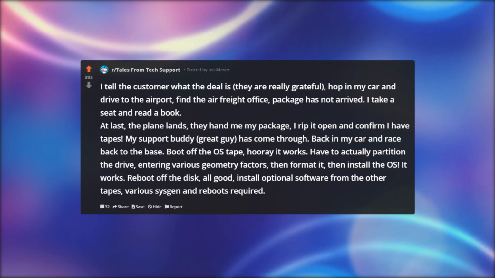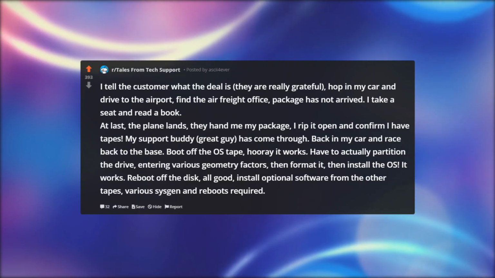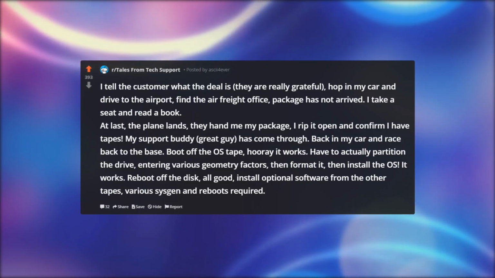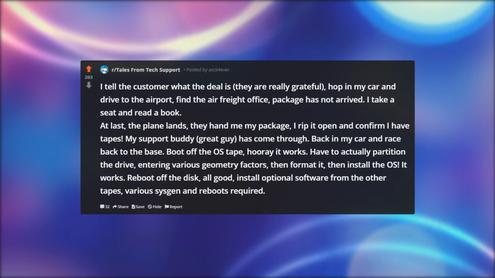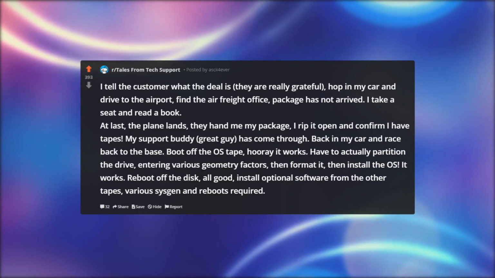At last, the plane lands, they hand me my package, I rip it open and confirm I have tapes. My support buddy, great guy, has come through. Back in my car and race back to the base. Boot off the OS tape, hooray it works. Have to actually partition the drive, entering various geometry factors, then format it, then install the OS.